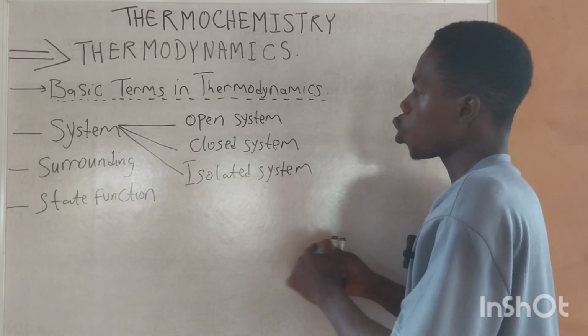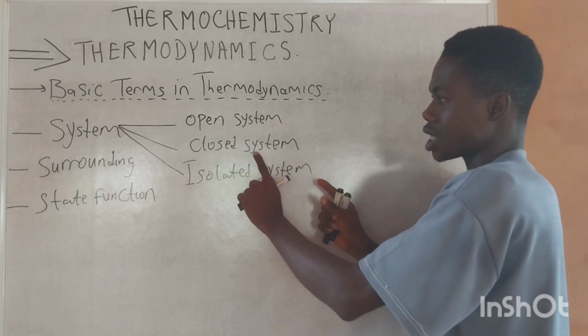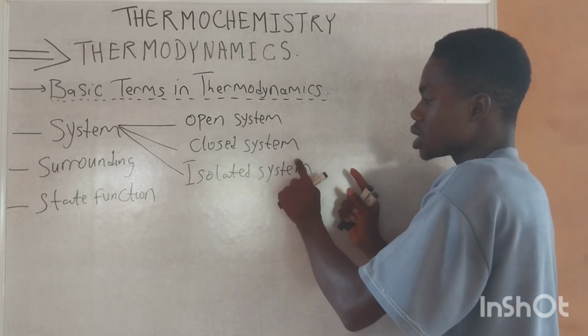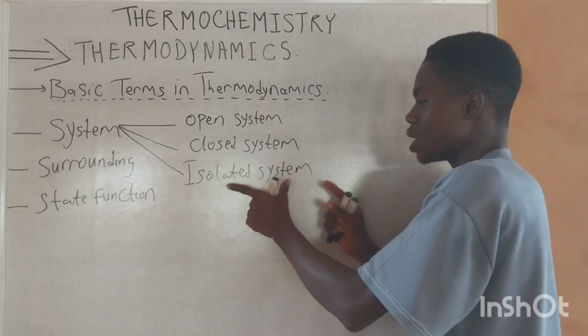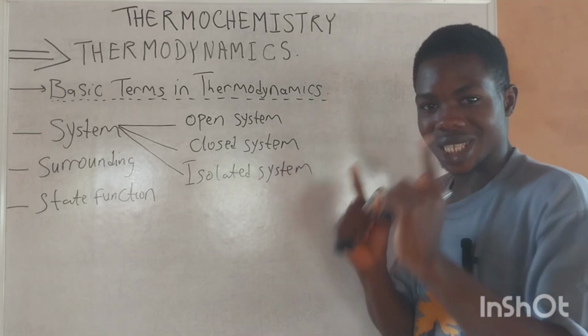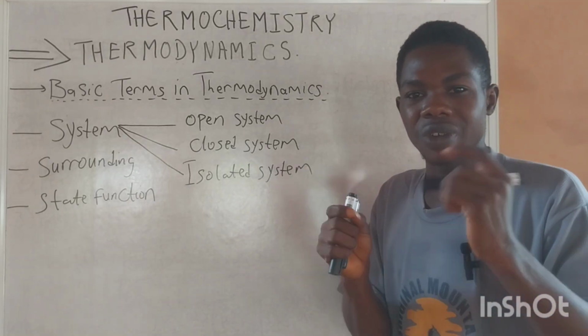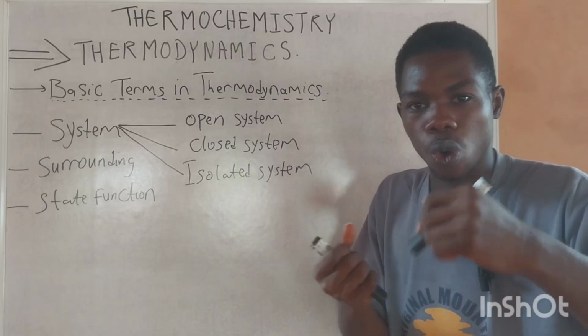So under system, we'll be looking at three types of system, which are the open system, the closed system, and the isolated system. Don't forget earlier on I said that a system is a region where chemical changes occur.